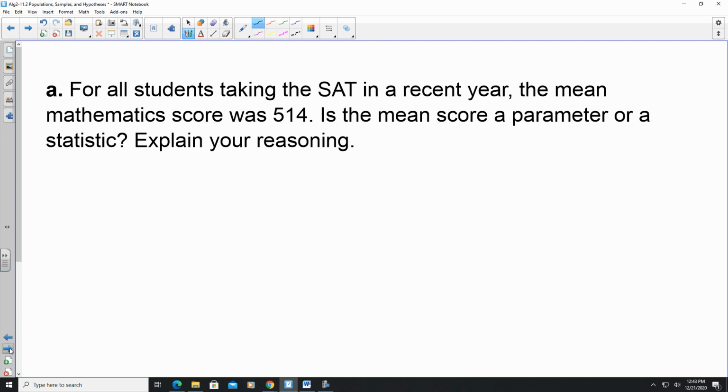Here, they're asking us, for students taking the SAT in a recent year, the mean mathematical score was 514. Is the mean score a parameter or a statistic? Explain your reasoning. So again, we have two different definitions that they're asking for, and we have to make a decision. So again, let's look at parameter.